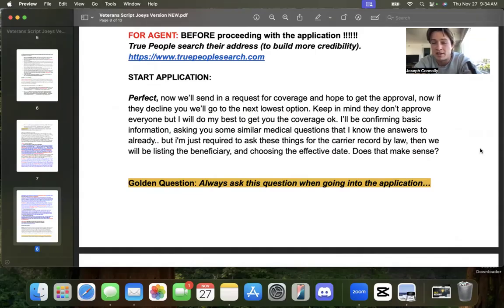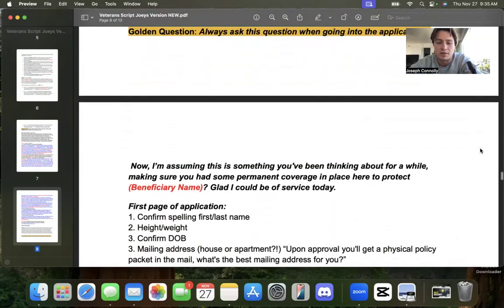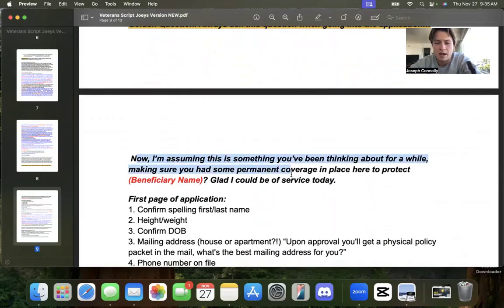And then we'll be listing Janice as the beneficiary, and we'll choose the effective date. Does that make sense? All right, gotcha. And then I'm assuming this is something you've been thinking about for a while, making sure you had some permanent coverage in place here to protect Janice. Okay, glad I could be of service today, sir.